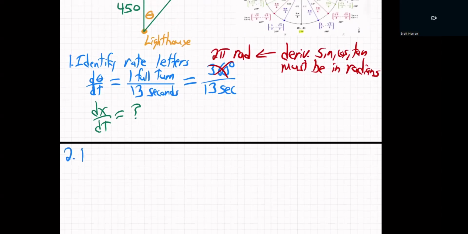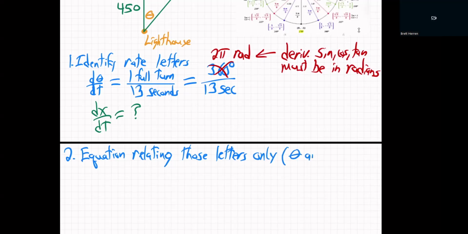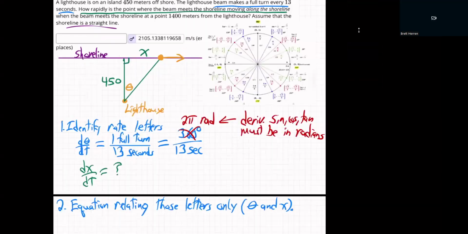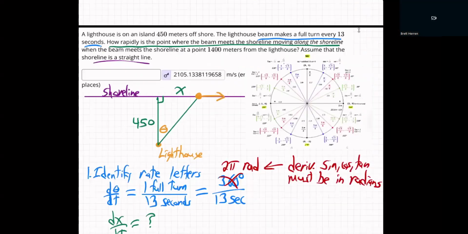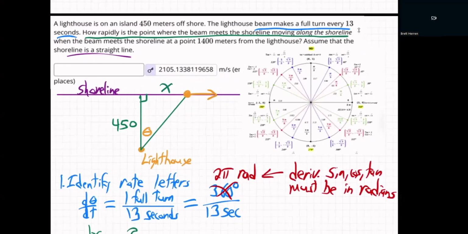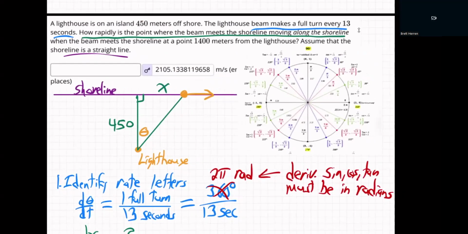That's what they want to know. So identify the two rate variables. Step 2, write an equation relating those letters only, and numbers are fine. So in this case, it's theta and x. No other letters, just theta and x. So I need some relationship with theta and x only. Yeah, we're good. How can we do that?